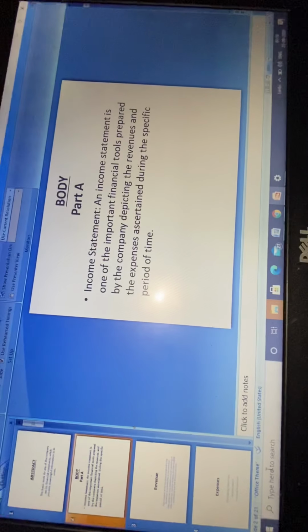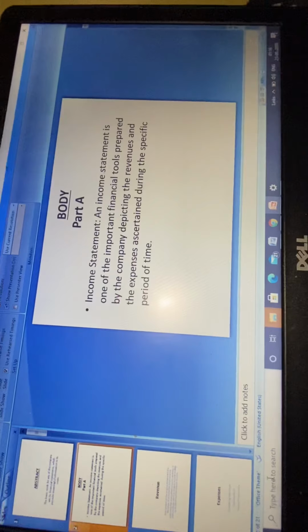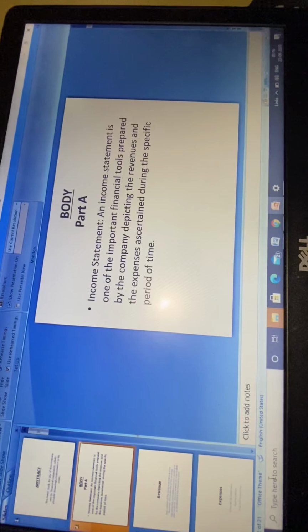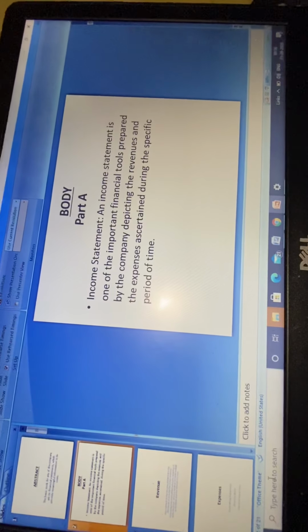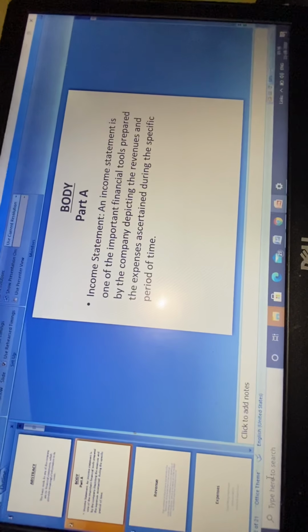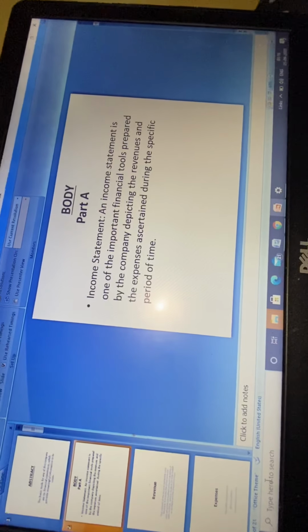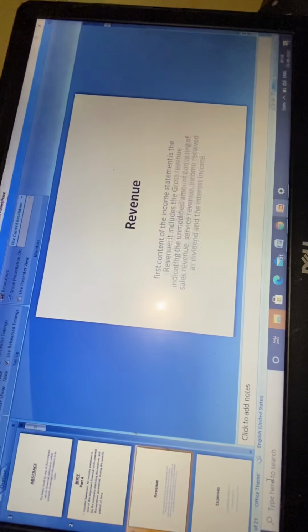The next is the body part, and in the body part we are going to start with part A, which is the income statement definition. What is the income statement? It's the statement which is a very important financial tool of the company, prepared by the company, which depicts the revenues and the expenses sustained during a specific period of time.